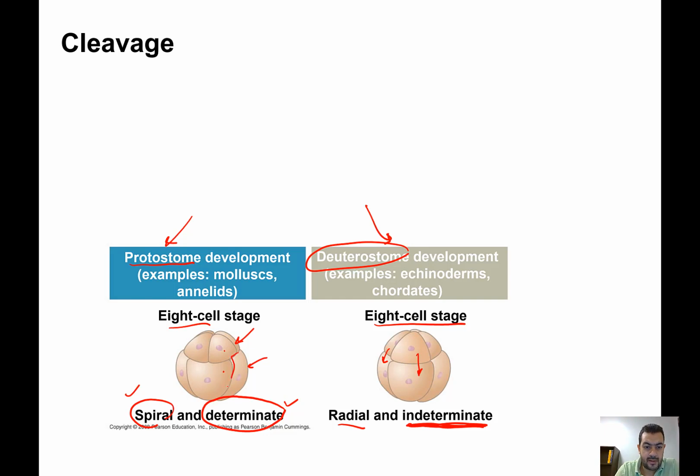So if you take one of the 8 cell stage out, it will not result in the development of a full organism, or it will result in severe defect in the development of the embryo, because each one of these cells has a determined fate compared to the indeterminate fate in the deuterostome.